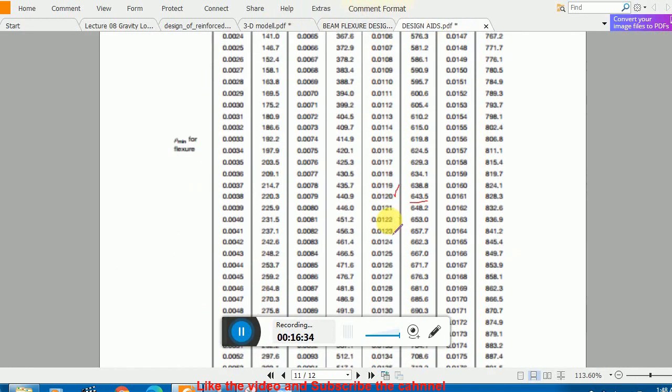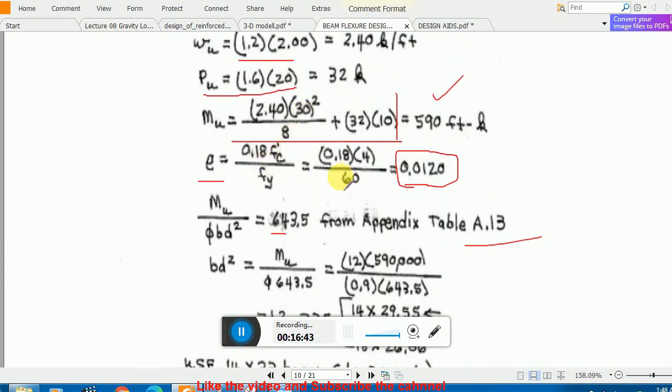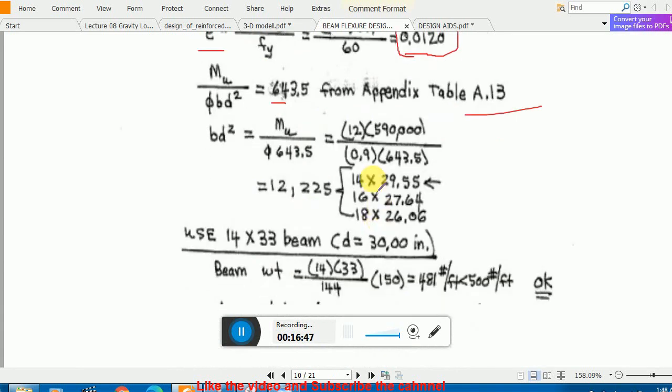Here you have to search that value 0.012, this one, and this is 643. So this is simple. This is a simple procedure. Once you find out your row value, you just need to find out your bd. Assume b and calculate your d value. So finally select one section. I'm choosing this one section. Just add 29.55 plus 2.5. You got about 33 inches. Recalculate your d, 33 minus 2.5.